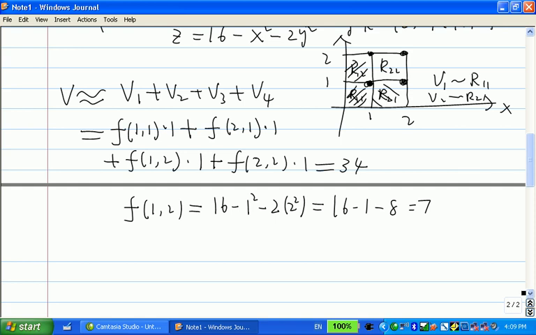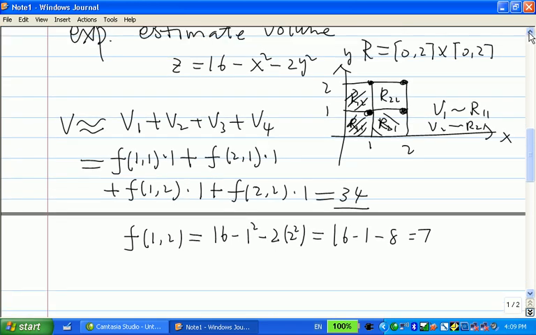So what is 34? 34 is an approximation for the volume under this surface and over the rectangle [0, 2] times [0, 2]. This is just an approximation. How do we get this approximation? We find the volume of the 4 rectangular boxes above each of those squares, and we use the upper right corner of each square, using the function value there as a height.